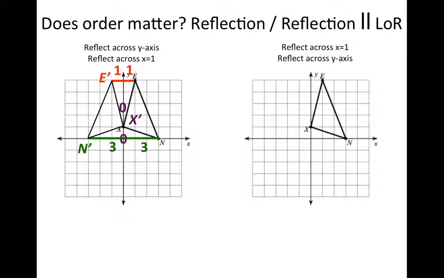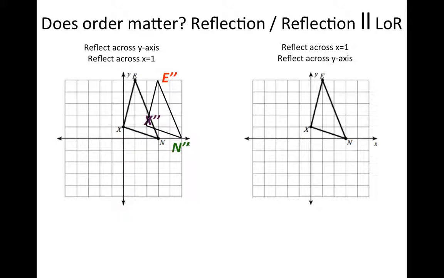Draw my new triangle, can get rid of all that extra stuff. And now I want to reflect it across x equals 1. So there's x equals 1. Again, how many to my line of reflection? 2, so go 2 more, mark my new point. How far? 4 to my line of reflection, go 4 more, there's my point. 1 more, 1 more, there's my point. Draw my triangle, and I can get rid of all the intermediate steps. So my original triangle with my doubly reflected triangle looks like that.